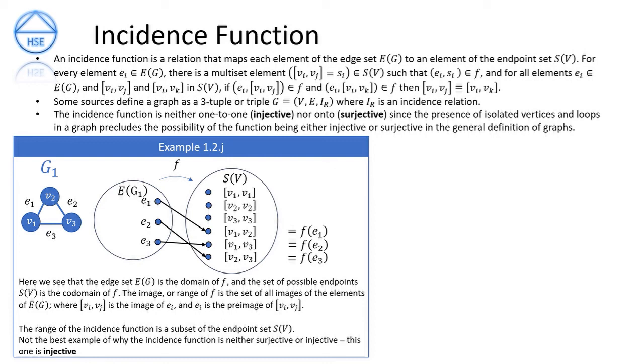Some sources define a graph as a 3-tuple or a triple, where G is equal to the triple of the vertex set, the edge set, and the incidence relation, where IR is the incidence relation. But I disagree with this due to the bird nest presentation of such a mapping. The incidence function is neither one-to-one or injective, nor onto or surjective, since the presence of isolated vertices and loops in a graph precludes the possibility of the function being either injective or surjective in the general definition of graphs.